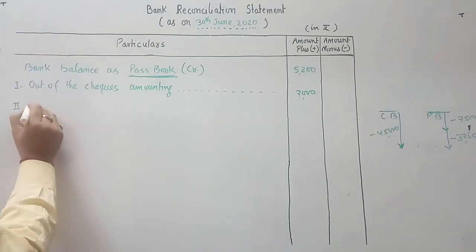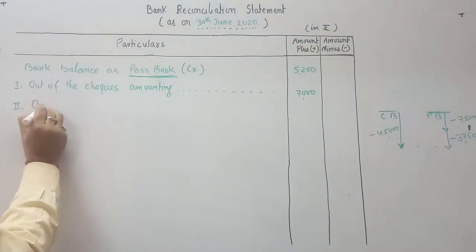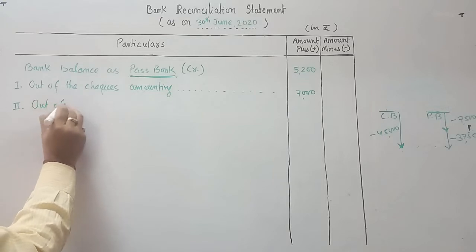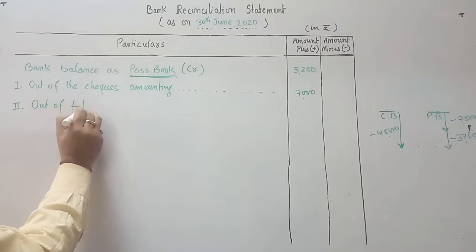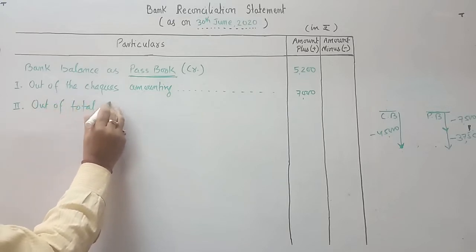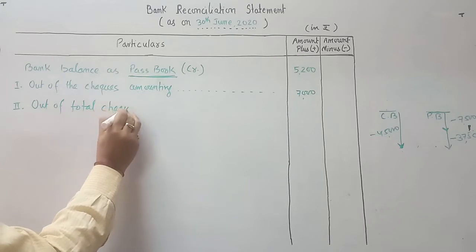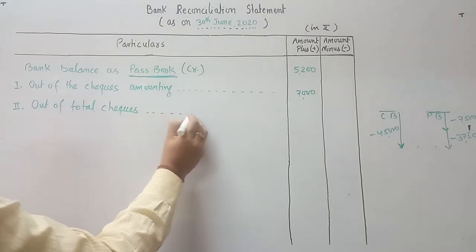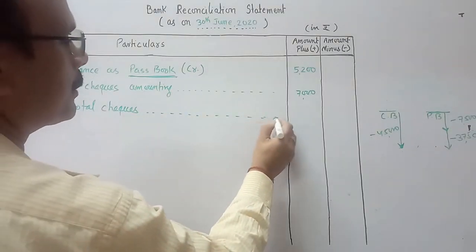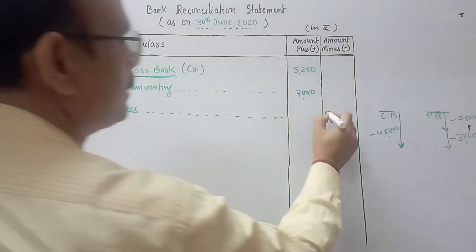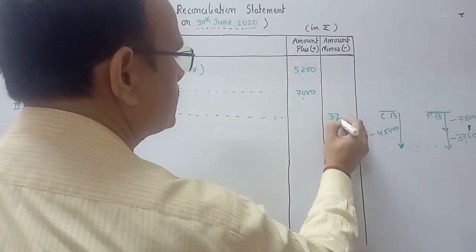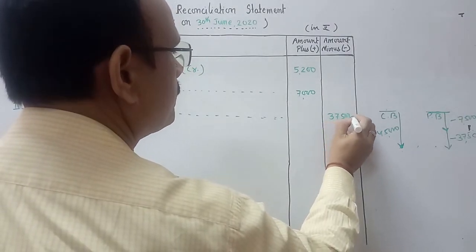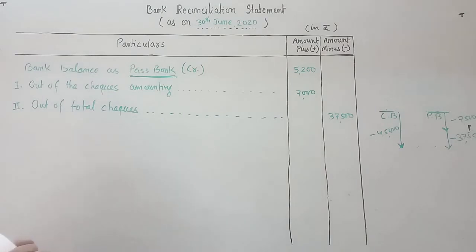So we will write the sentence: out of total checks. Write the complete sentence which is written in the question, and write the amount on the minus side, 37,500. Now see the next one.